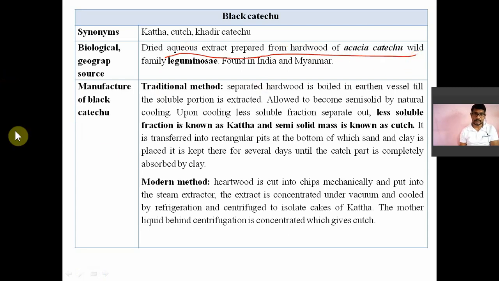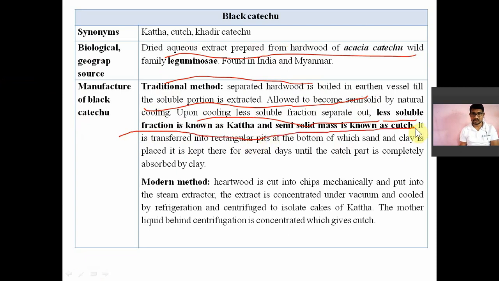In the traditional method, the hardwood is separated and boiled in an earthen vessel till the soluble portion is extracted. It is allowed to become semi-solid by natural cooling, and the less soluble fraction separates out. This semi-solid mass is known as kach. It is transferred into rectangular pits with clay and sand at the bottom for several days, and the liquid part is completely adsorbed by the clay.